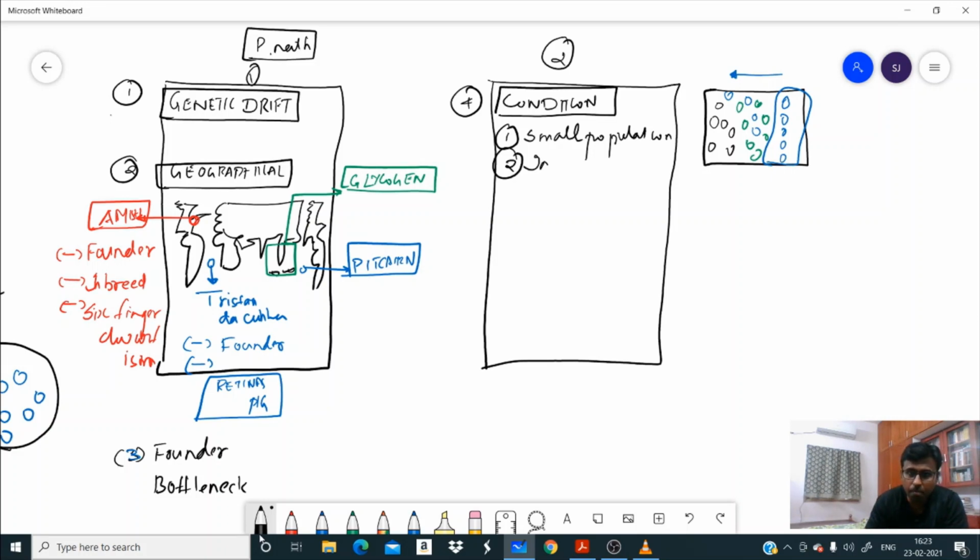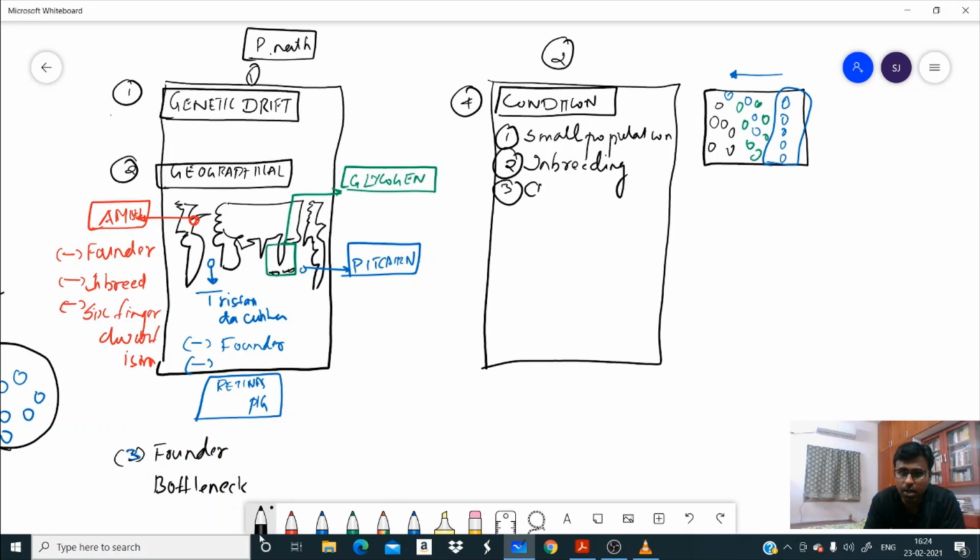Second is inbreeding. The example I gave was the Amish family. That is, through the founder effect they went to America, but they bred among themselves. Otherwise, other alleles of the gene could have easily come and removed this problem of six-fingered dwarfism. And this inbreeding is also a problem in India, where caste people marry among themselves and families marry among themselves, thus creating genetic drift of harmful mutations perpetuating in families.